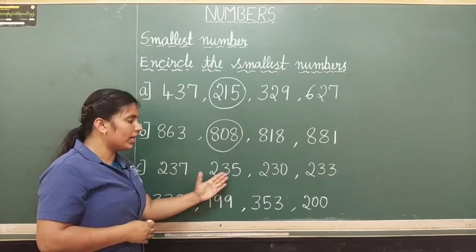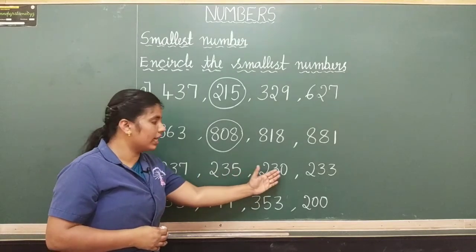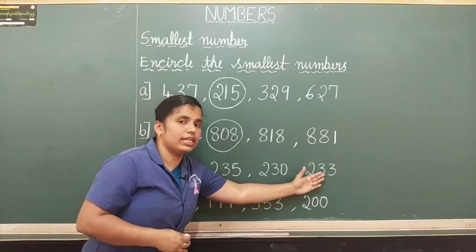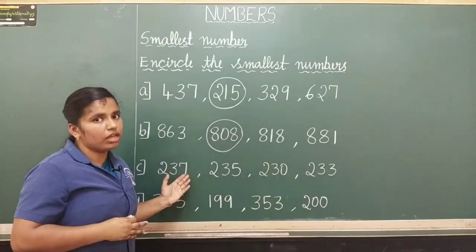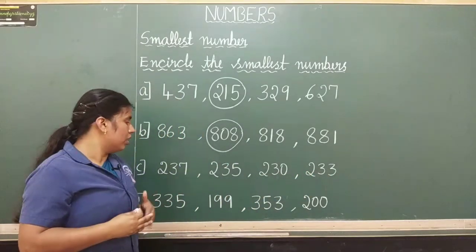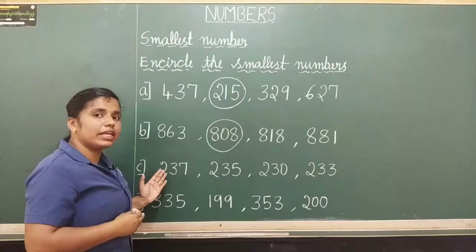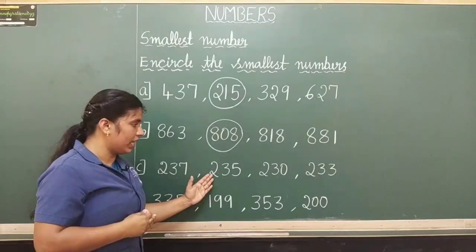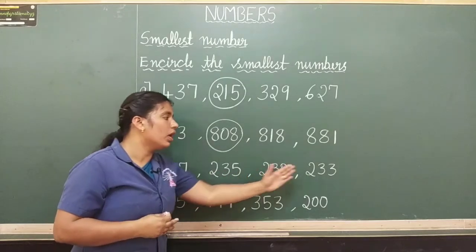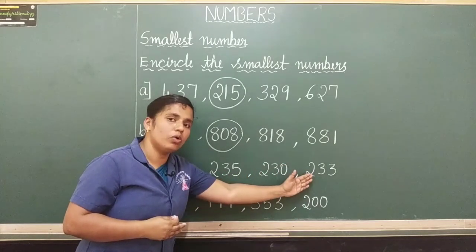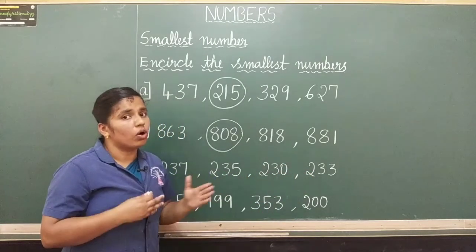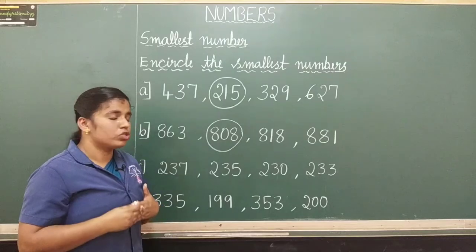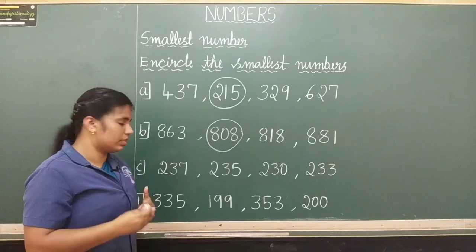237, 235, 230, 233. All these numbers are 3-digit numbers. So when we start comparing from hundreds place, here we have 2, here also we have 2, here we have 2 and here also we have 2. So the hundreds place all the digits are same. So we have to see the tens place.